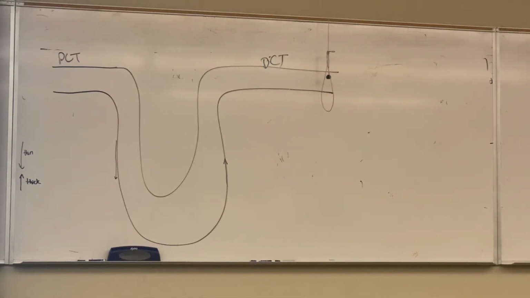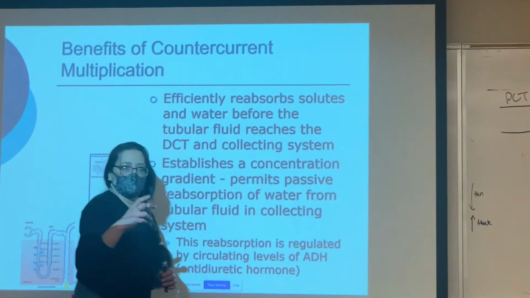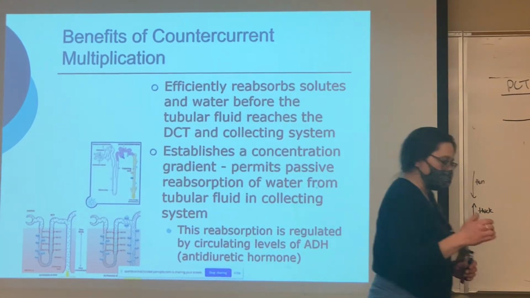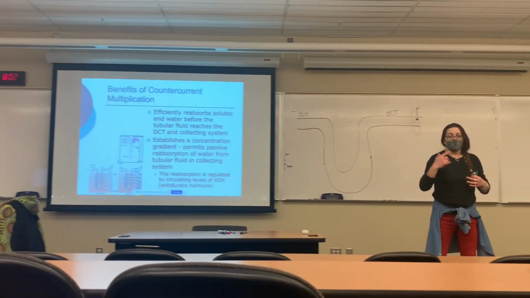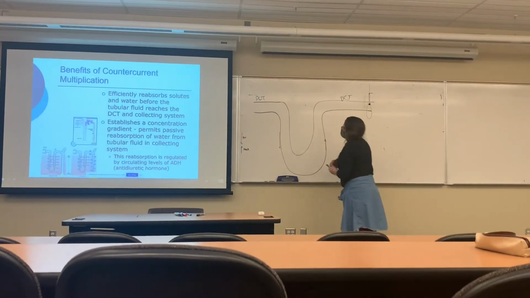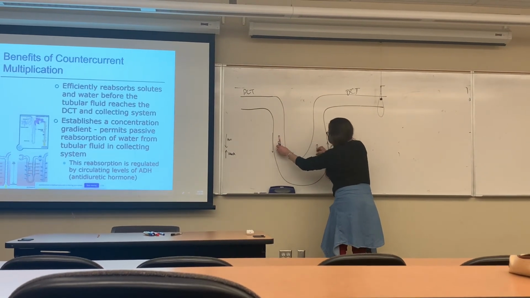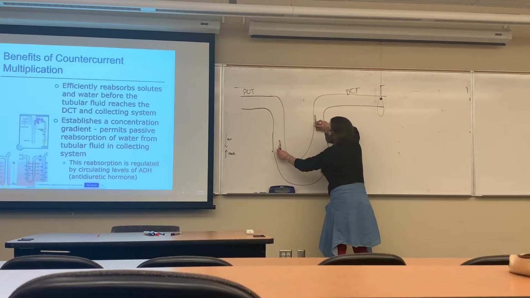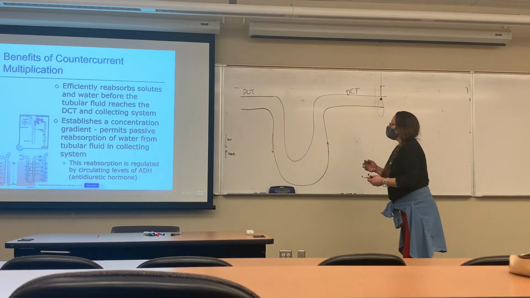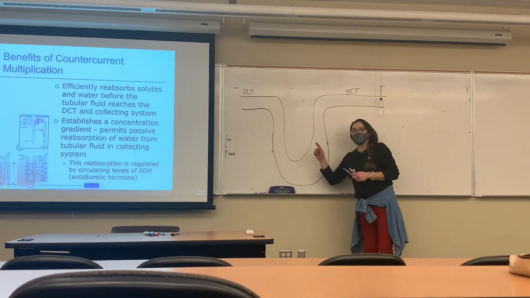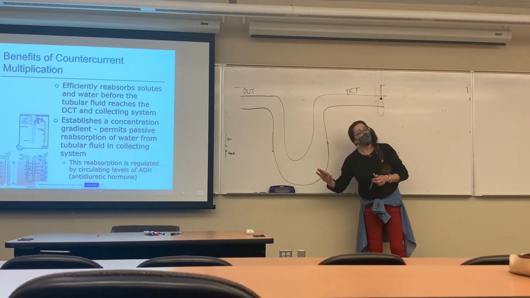Okay, so I'm going to come back to this. And I'm going to come over here. The benefit of this mechanism, this countercurrent multiplication, is that this system is always working as long as you have filtrate moving down the descending limb at the same time that you have filtrate moving up the ascending limb. As long as that's happening, this mechanism works. You don't need another system coming in to say, hey, time to start. You don't need another system coming in to say, hey, time to stop.